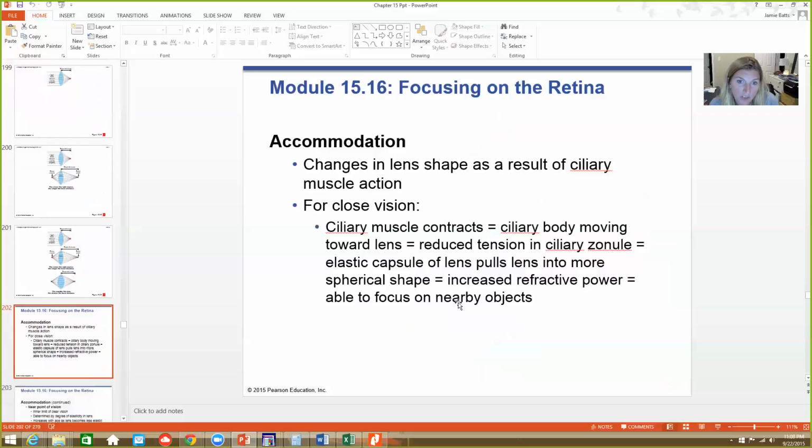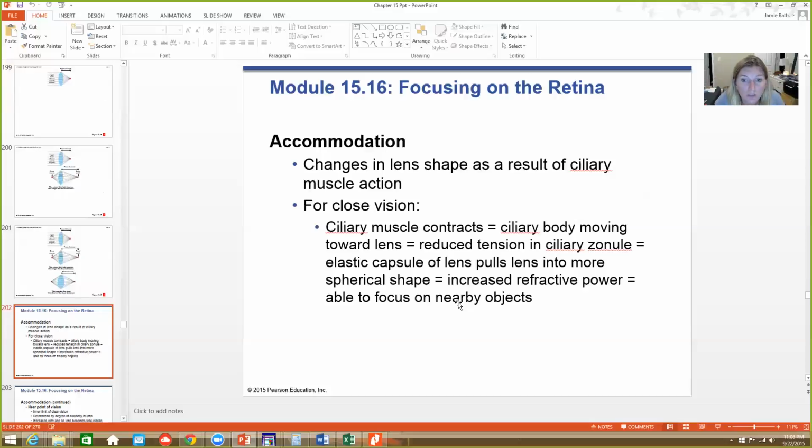For close vision, those ciliary muscles have to contract, which means the ciliary body is moving toward the lens, which means there's a reduced tension on the ciliary zonules, which means the elastic capsule of the lens pulls the lens into a more spherical shape. That increases the refractive power, and therefore your lens is now able to focus on nearby objects.